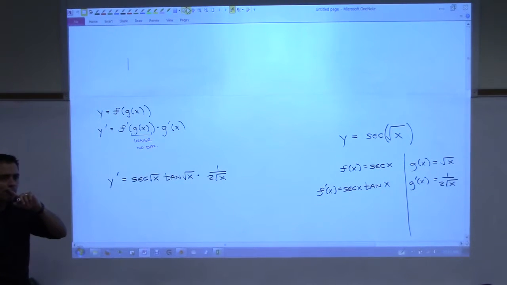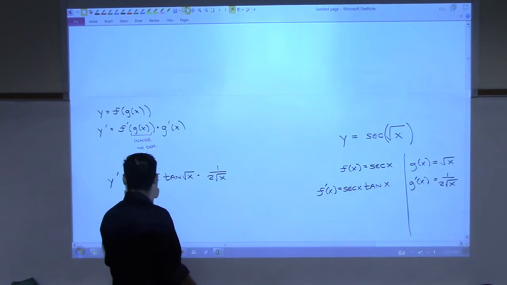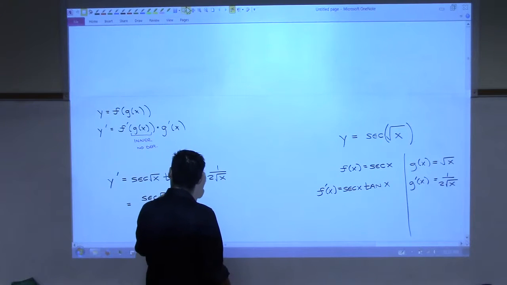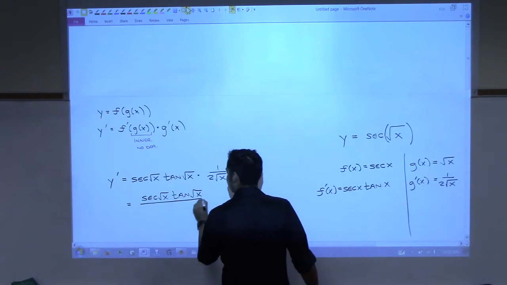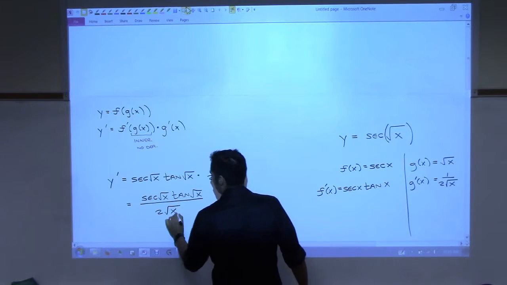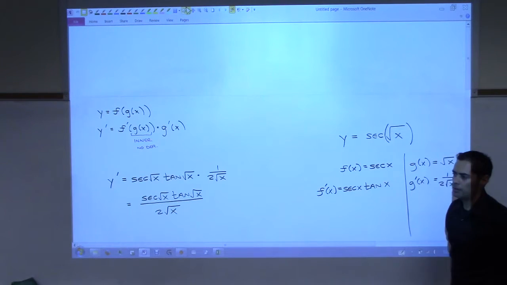It's like secant square root x, tan square root x over 2. Yes. I'm going to just rewrite it maybe as a fraction. And at this point, it's really not any more correct, you know? That's what I would do. If I were doing that problem, that's the way I would write the answer. I would just write that.